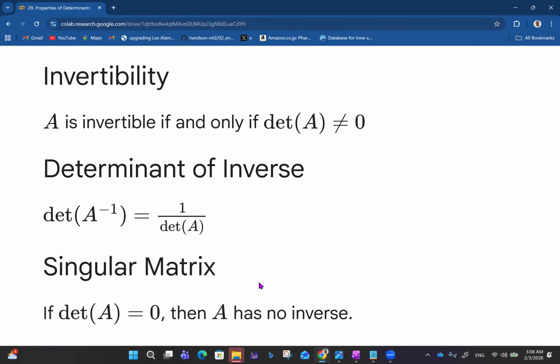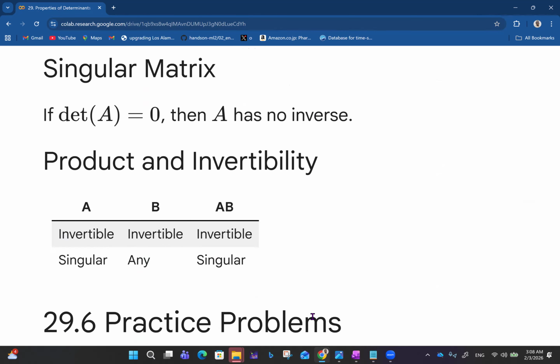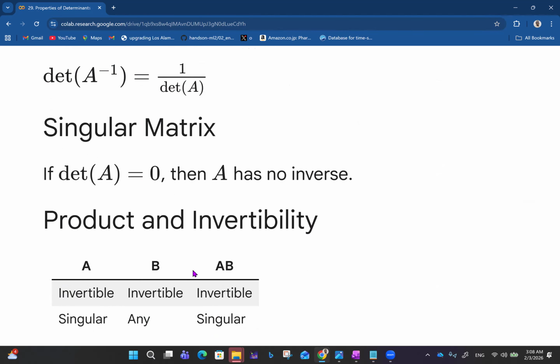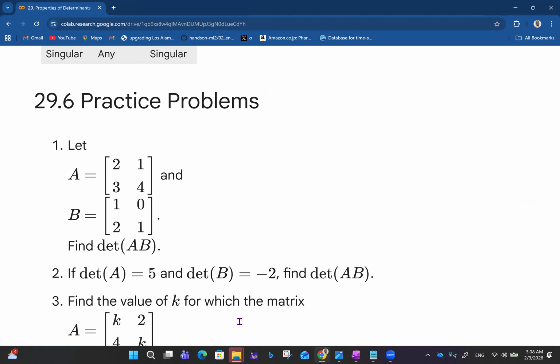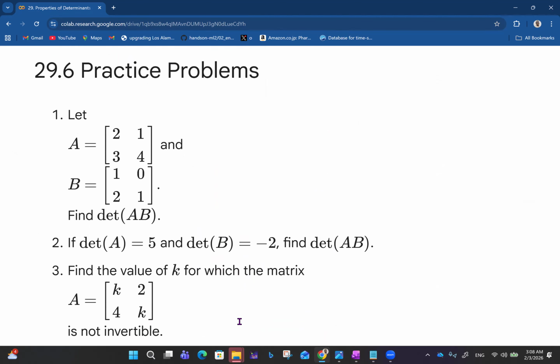For a singular matrix, if the determinant of A is 0, then A has no inverse. Okay? Then we have product and invertibility. If A is invertible and B is invertible, AB is invertible, their product. Then singular and any. So if you have any matrix A which is singular, no matter what B is, the product of A and B is going to be singular too, because as long as one of them has a determinant of 0, it's going to affect the product.